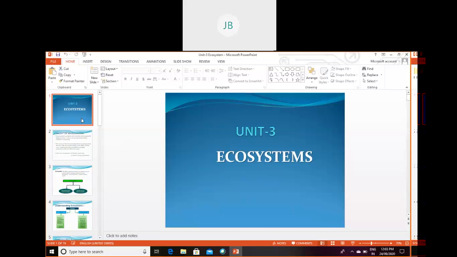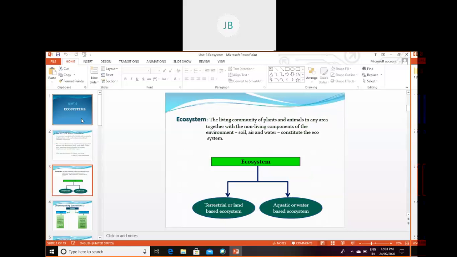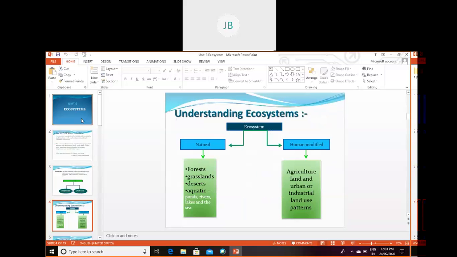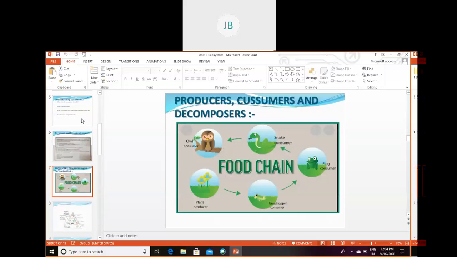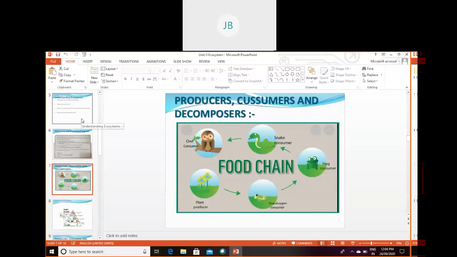So in the last lecture we discussed the concept of ecosystem, and the different ecosystems. Ecosystems are based on two types, terrestrial and aquatic, then natural and human-modified ecosystems, and the structural and functional aspects of an ecosystem. Now today we are going to start with the most important part of the ecosystem, the structural part, that is producers, consumers and decomposers. Everyone knows what is meant by producers, consumers and decomposers.